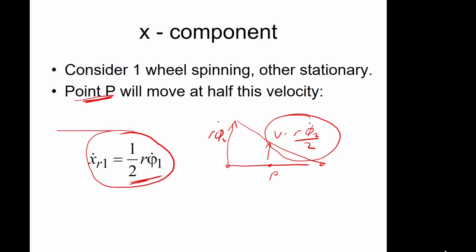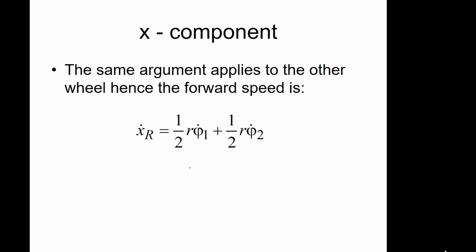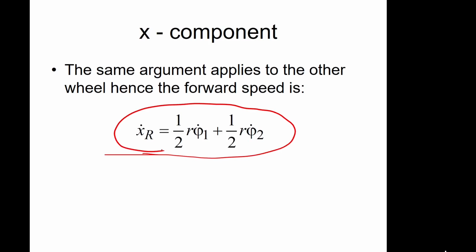of this. If both wheels are moving, we add both components together and we can say that the velocity of the robot with respect to both wheels moving is given by this term here. So the x velocity is dependent on the rotational speeds of the wheels and the radius by this relationship.